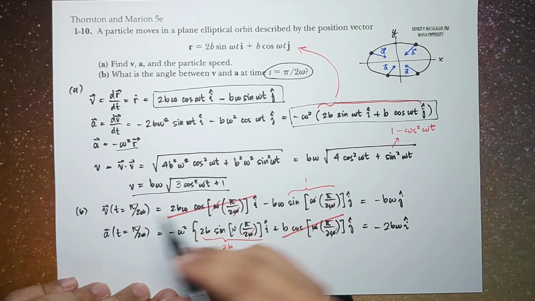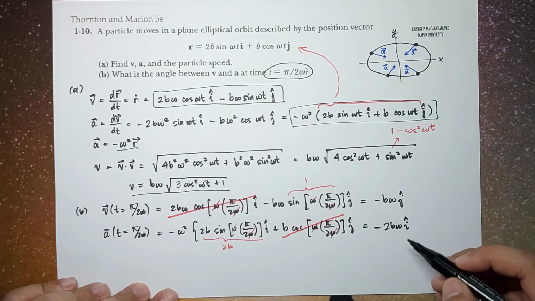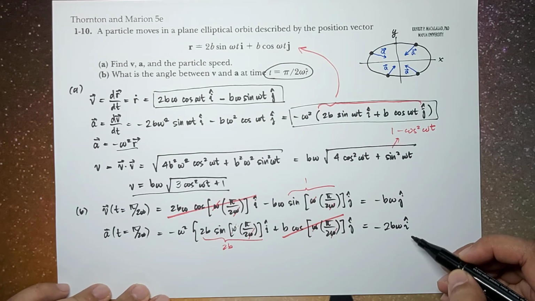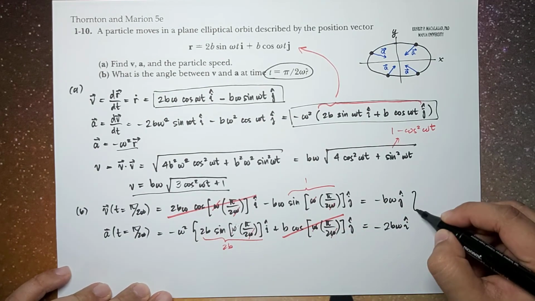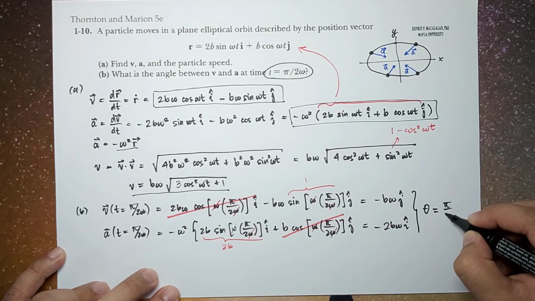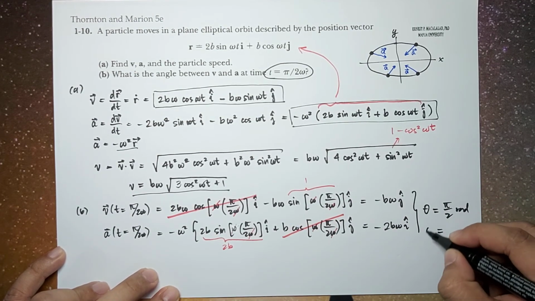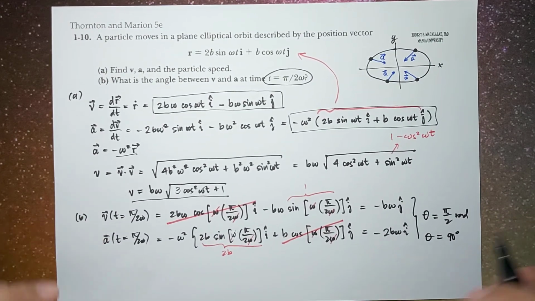So the velocity points in the negative y direction and the acceleration points in the negative i direction. That means the angle between v and a is pi over 2 radians, or in degrees, 90 degrees. Okay, that's our solution to problem 1-10 of Thornton and Marion 5th edition.